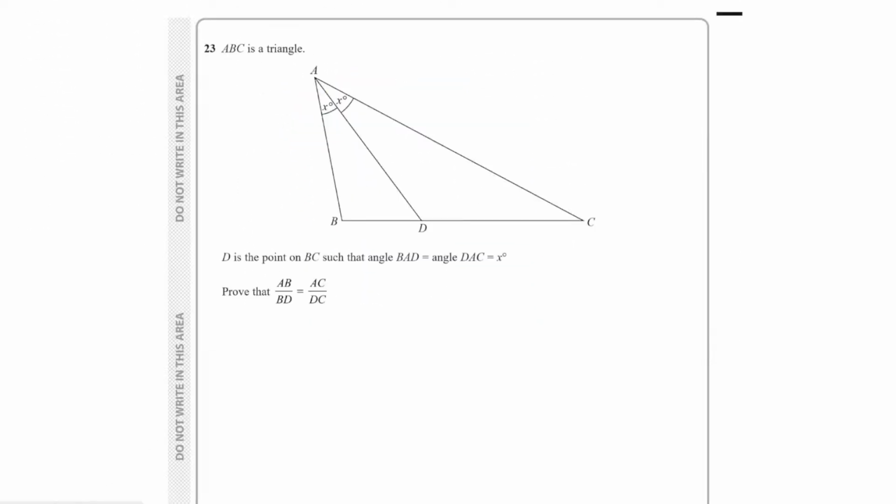So I feel like some kind of algebraic fractions question is definitely a possibility for paper 2 or paper 3. Now the last one, this one I think was really weird.